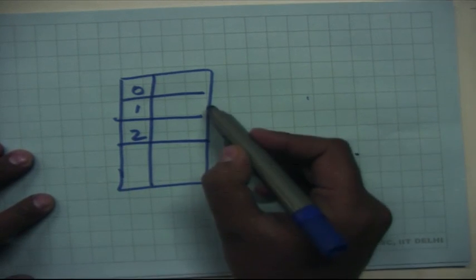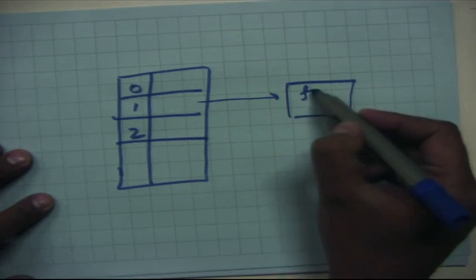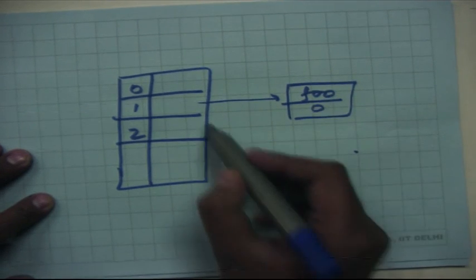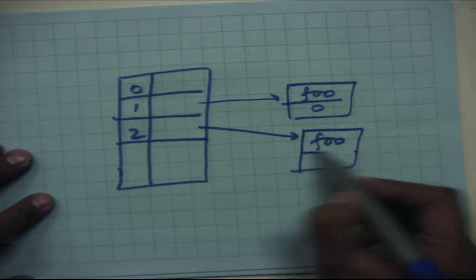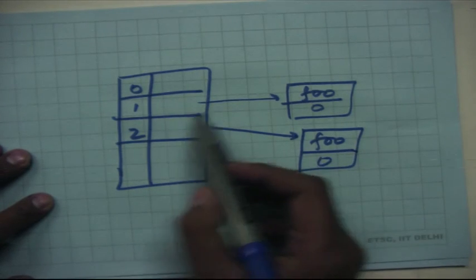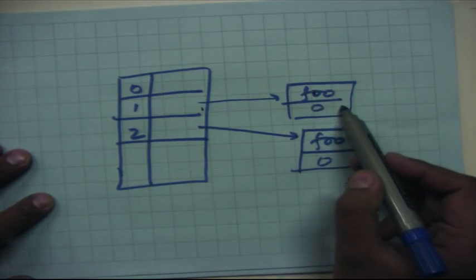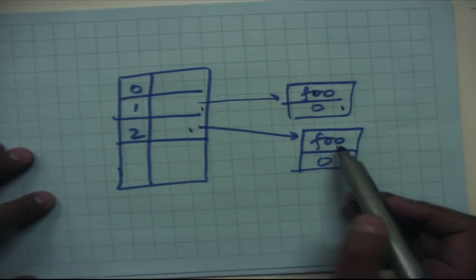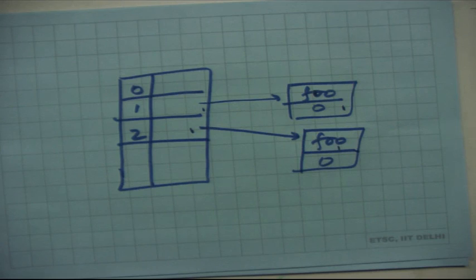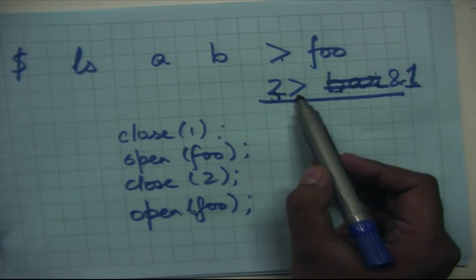So when you call close 1 and open foo, this gets initialized to foo and offset 0, and when you call open foo, this gets initialized to foo and 0. Right? And now when the program calls write on standard output, it's going to write to file foo at a certain offset, and then write something to standard error, it's going to write foo, and now what's going to happen is that they're going to overwrite each other. Right? What you wanted in this command was that they should get appended, not overwritten.